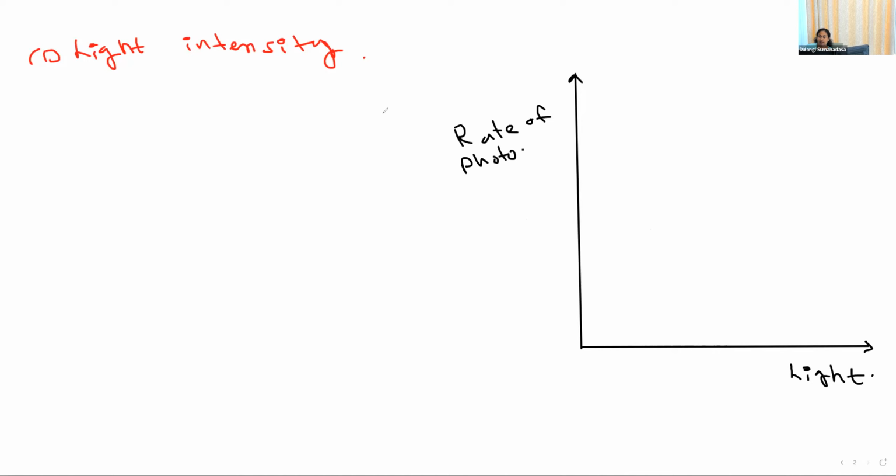So if I change the light, the main stage that's going to be affected is the light dependent reaction. Write down the light dependent reaction.